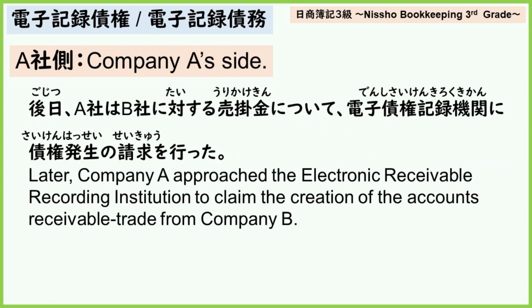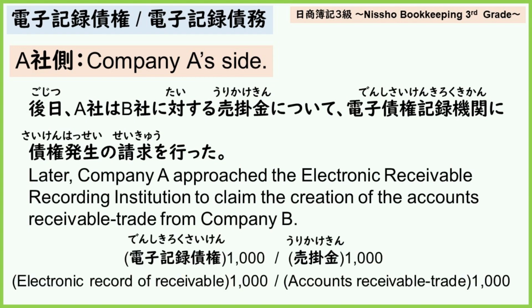Later, Company A approached the electronic receivable recording institution to claim the creation of the receivable from Company B. The journal entry is as follows. Debit, electronic record of receivable 1,000. Credit, accounts receivable trade 1,000.